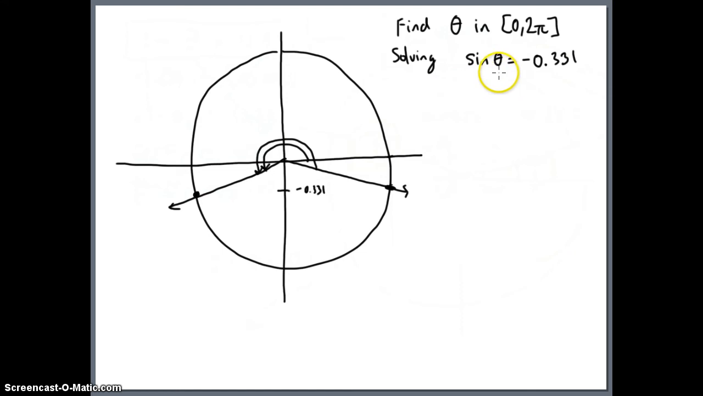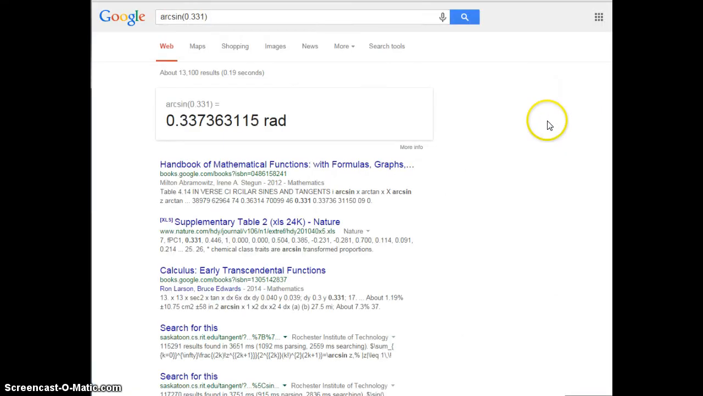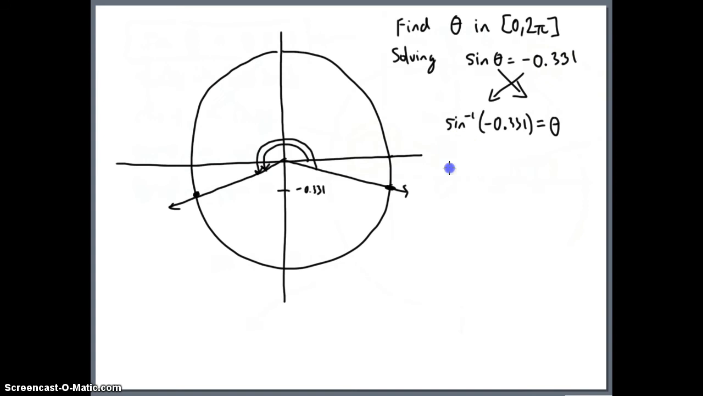Now we can take this equation we were given and flip things around, switching the inputs and the outputs. Sine inverse of negative 0.331 is equal to theta. This looks pretty much like what we had before. If we go back to Google, all we have to do is throw a minus sign inside the input to arcsine like that, and we actually get the same number we saw earlier, negative 0.337. So theta is approximately negative 0.337.